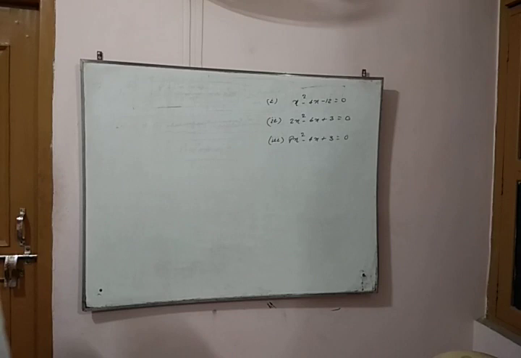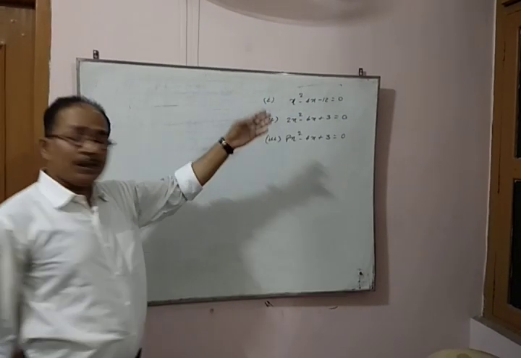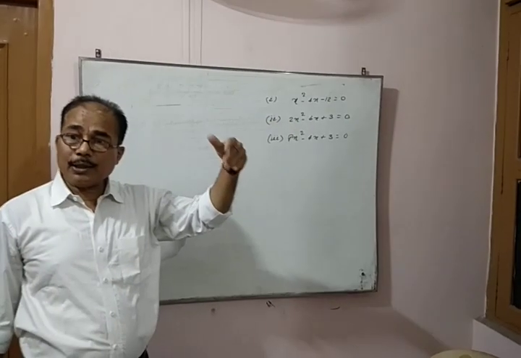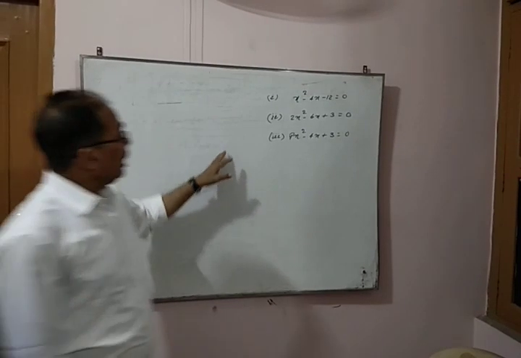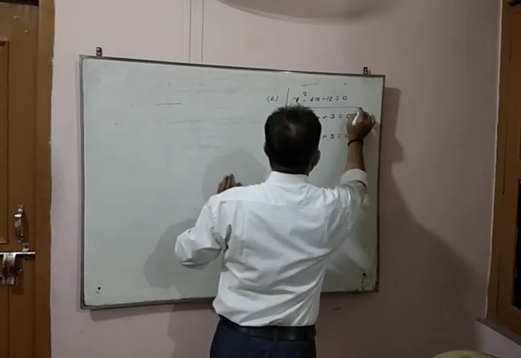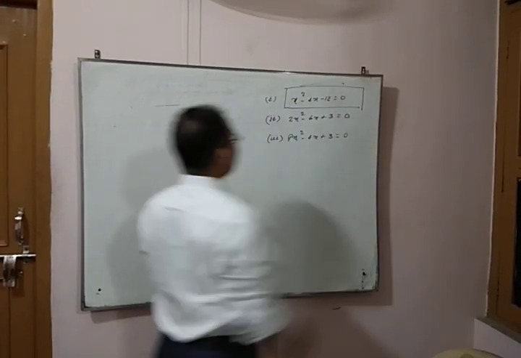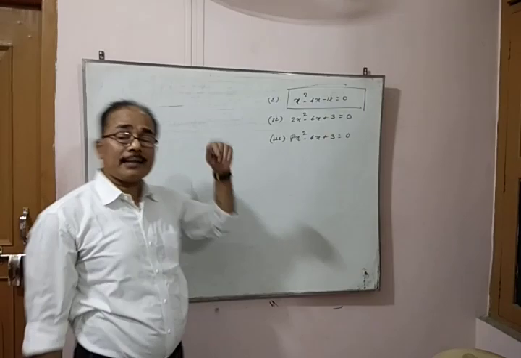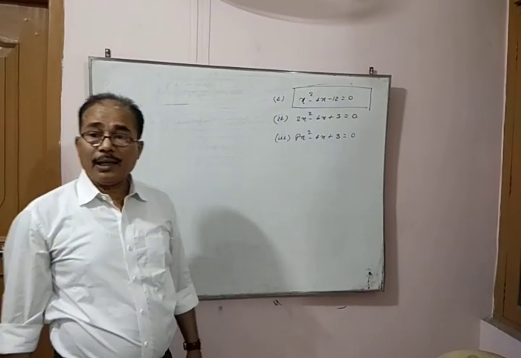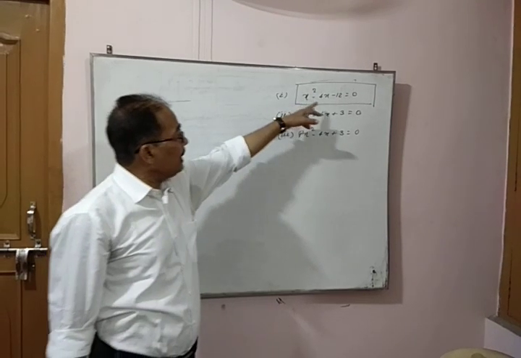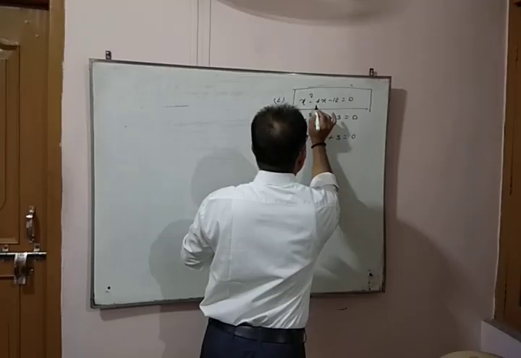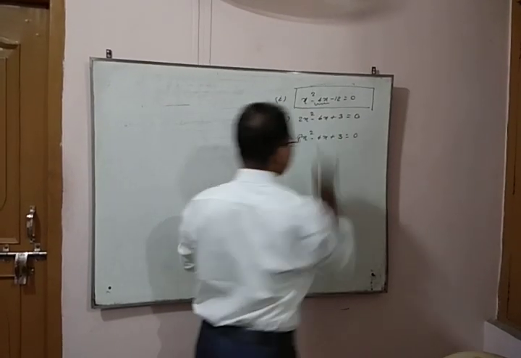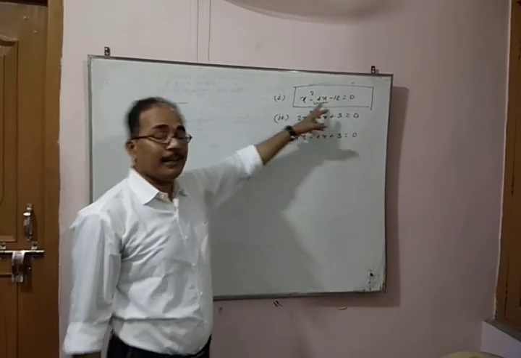Now you see children, these are the types of equations in the quadratic equation. Such types of equations you have already done. That is the revision exercise in the quadratic equation. You have to factorize it, splitting the middle term, which you have already done in standard 8 and 9. Splitting the middle term, factorize it.